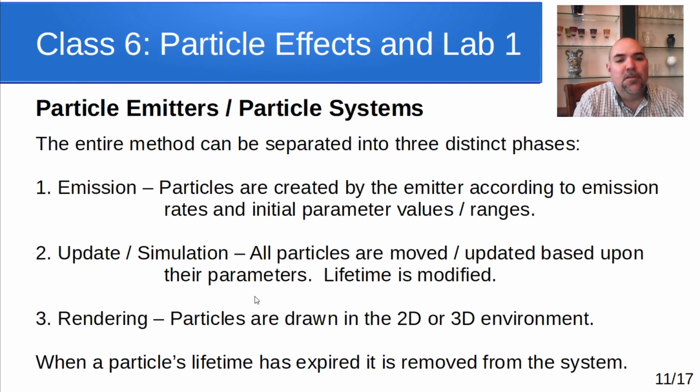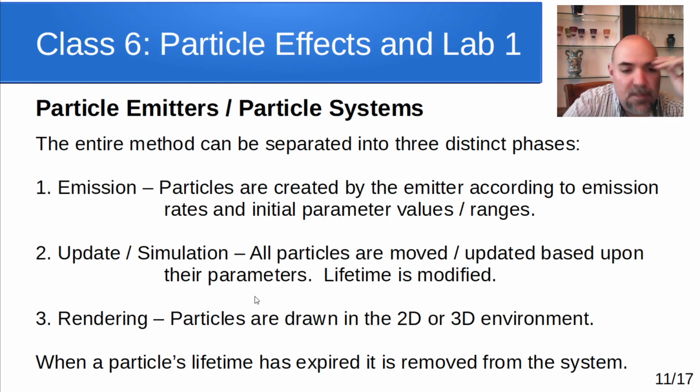All right, so particles, particle emitters, and particle systems are obviously related. The entire method could be separated into distinct phases. The emission phase, where something is creating these particles according to some emission rates, some initial parameter values and ranges. Then we have the update and simulation phase, where after they've been created, we have to update them. So in other words, the sparks change position. They might change their speed. They might change their size. And we also modify the lifetime as we go through that.